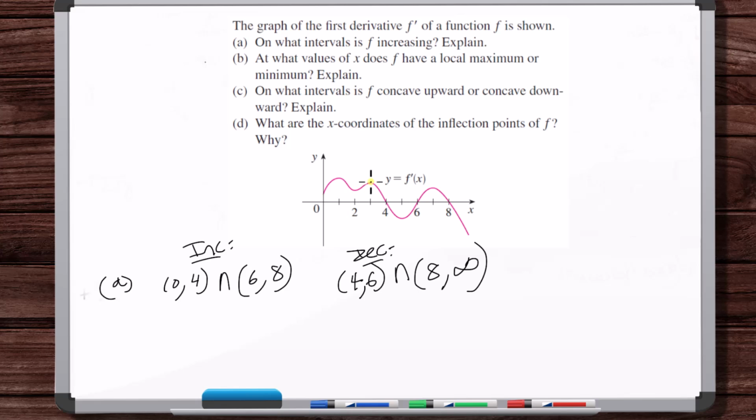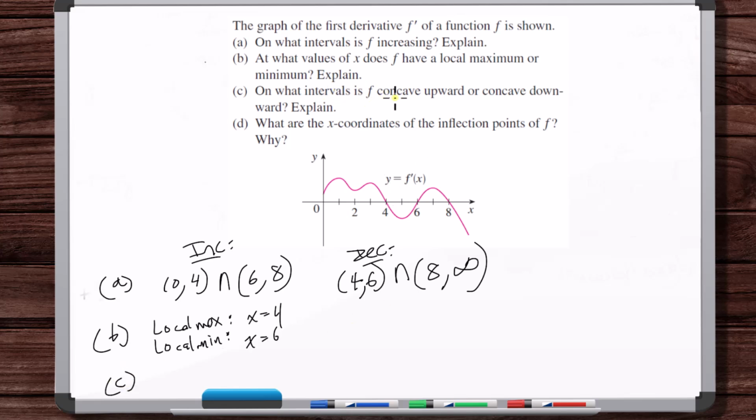What are the critical numbers? Well, there's no points where the first derivative doesn't exist. There's 2 points where the first derivative is equal to 0. Okay, so those are the only 2 potential spots where you have a local max or min. Now let's apply the first derivative test. Does the first derivative change signs across those points? Yes. So we go from positive to negative. So local max at x is equal to 4, and then a local min at x is equal to 6. You go from negative to positive.